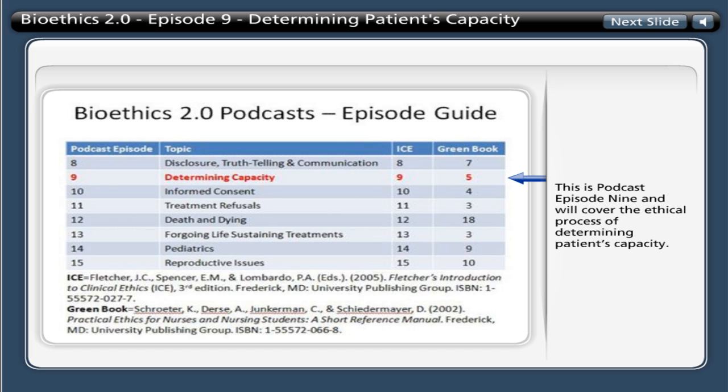This is Podcast Episode 9, and it will cover the ethical process of determining a patient's capacity. You can find this information in the Introduction to Clinical Ethics textbook by Fletcher, Chapter 9. Additionally, this information can be found in the Green Book, also known as Practical Ethics for Nursing and Nursing Students by Schroeder, Chapter 5.